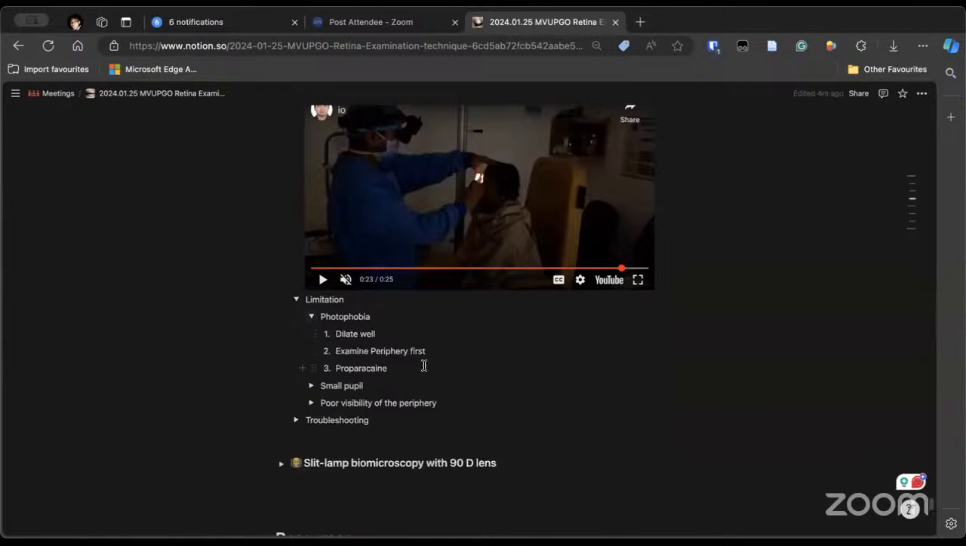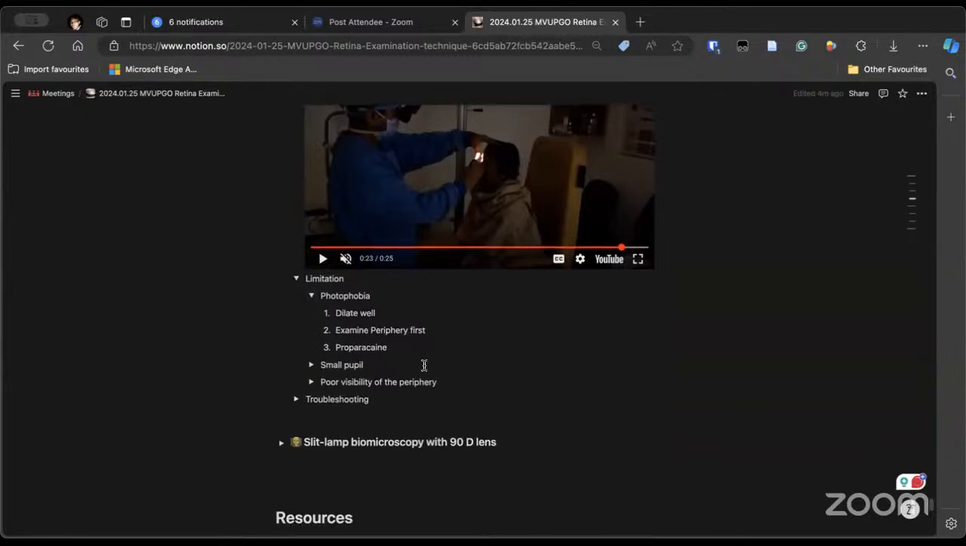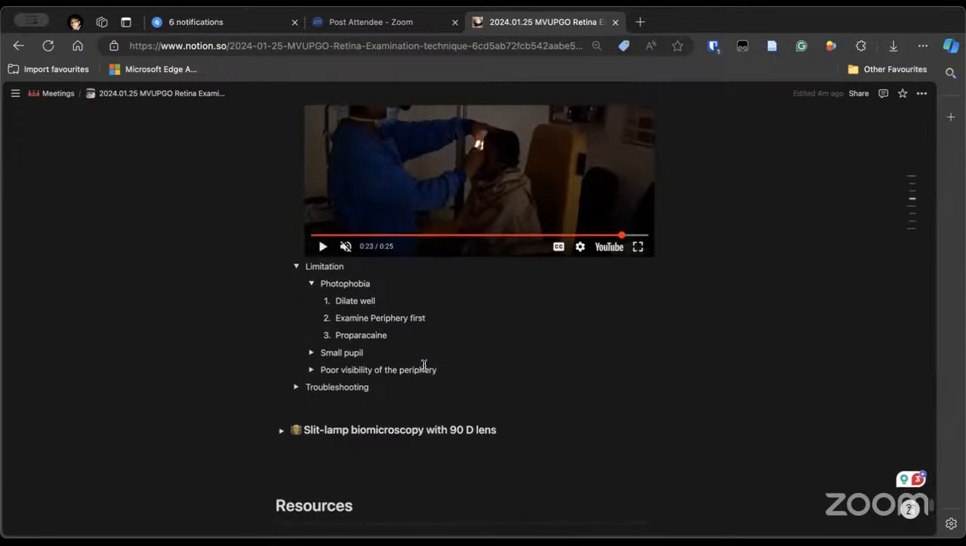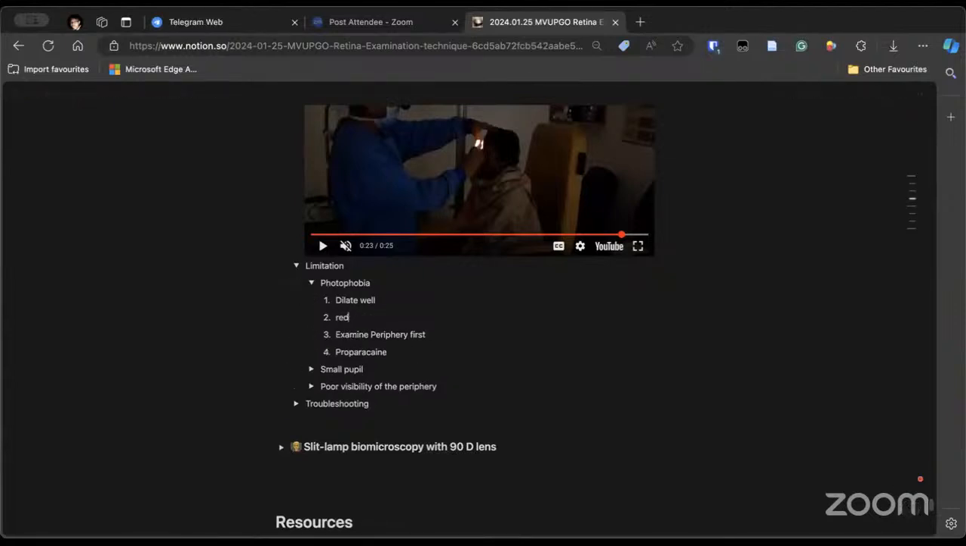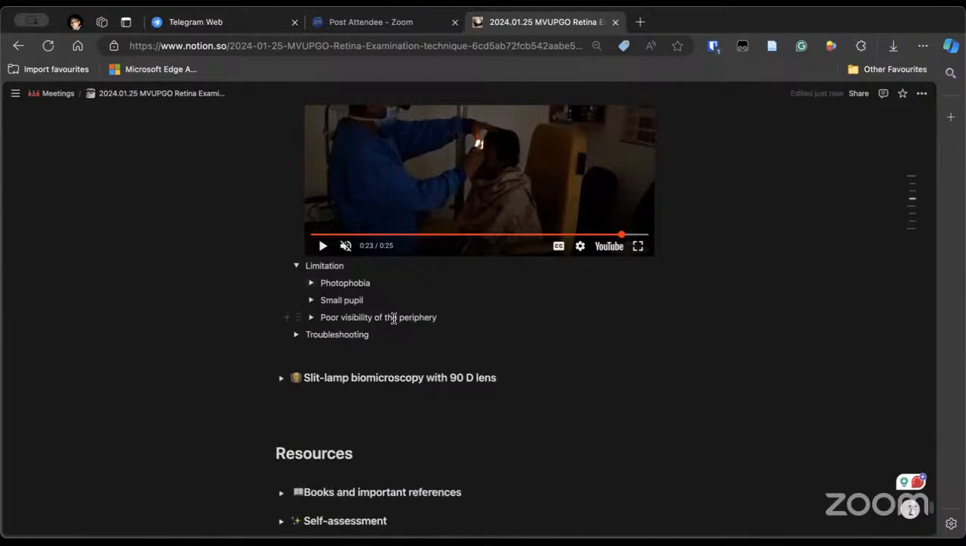So whenever you dilate well, you can darken the room and examine the periphery first. That is also important. Definitely reduce the light. Examine the periphery first, and then you can put a drop. How should I go about a small pupil?